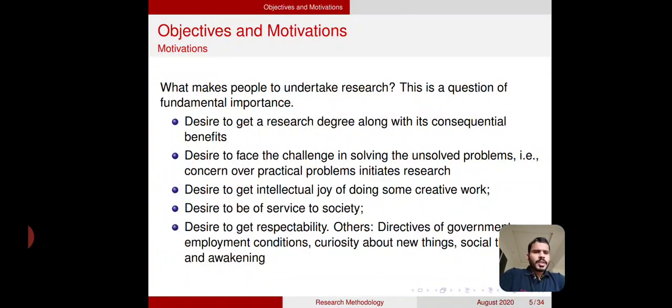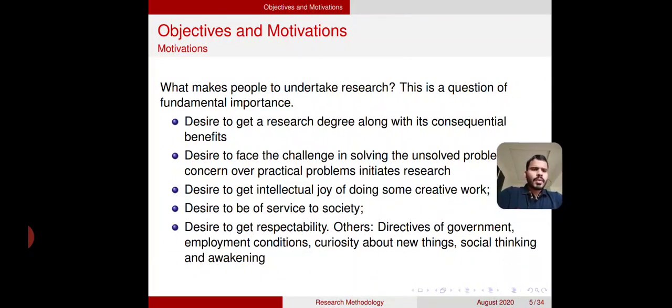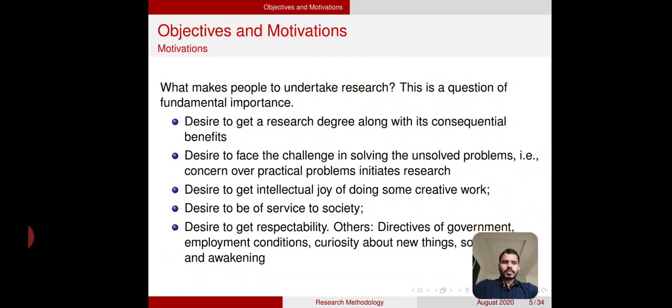The desire to be of service to society is also one motive. And the desire to get respectability is also one motive. Once we do research, we get respect from others, a lot of respect. The directive of government, employment conditions, curiosity about new things, social thinking, and so on. These are some motivations to do good research in the current scenario.